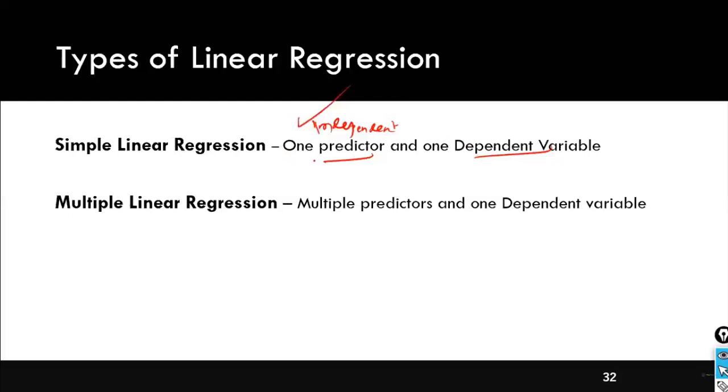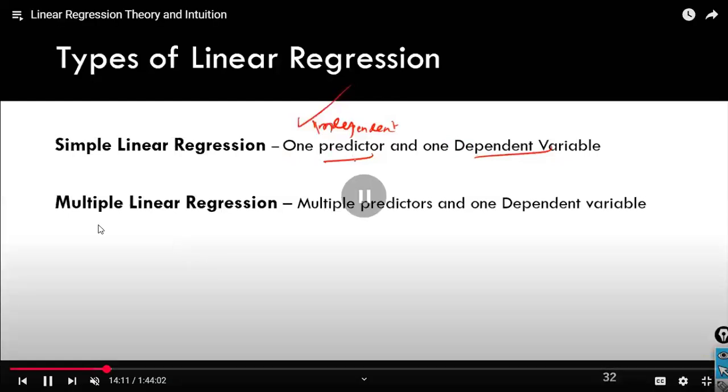Simple linear regression, but in practice, in reality, we are going to use multiple linear regression only, because rarely do we use only one independent variable, right? The dependent variable is only one, but the input features will be more than one. If you are using only one input variable, one input feature, that is called simple linear regression. If you are using multiple input features and one dependent variable, that is called multiple linear regression.